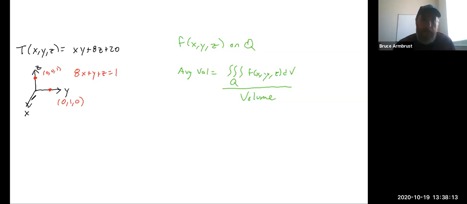And then for the x, I let y and z equal 0. So I get 8x equals 1, or x equals 1/8. So that's 1/8, 0, 0. That guy right there. So there's the triangular cross section or slice that we see from that plane.